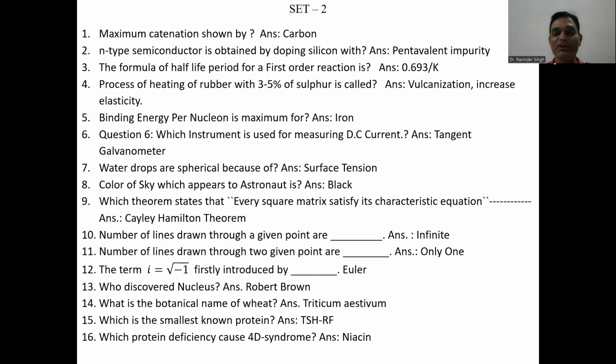The term iota is equal to square root of -1, first introduced by, answer is Euler. Who discovered nucleus? Answer is Robert Brown. What is the botanical name of the wheat?